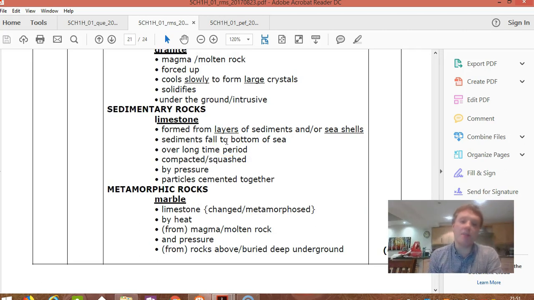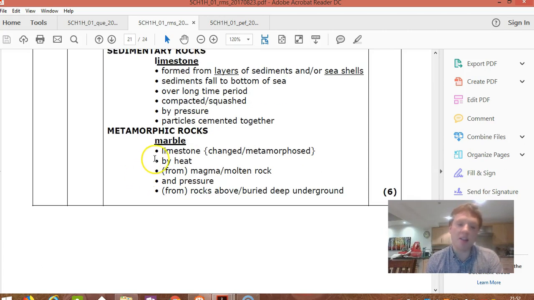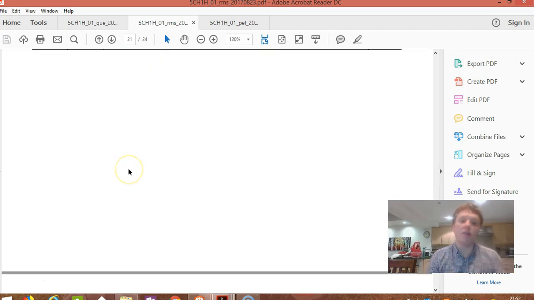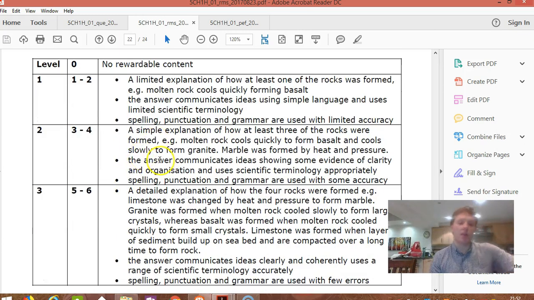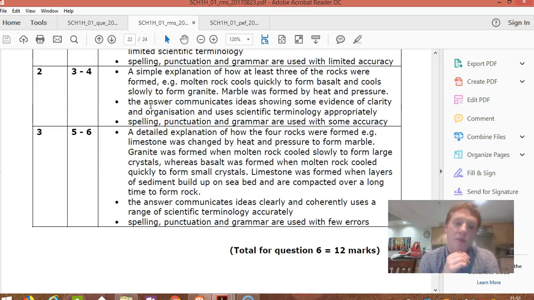Right, the sedimentary rocks. Limestone is formed from layers, you've got to say layers, of sediments and or seashells. Sediments fall to the bottom of the sea. Over a long time period, they are compacted or squashed by pressure. The particles are cemented together. Metamorphic rocks: limestone is changed by heat from magma and pressure from the rocks above and buried deep below. So you have to do a detailed explanation of 4 rocks.